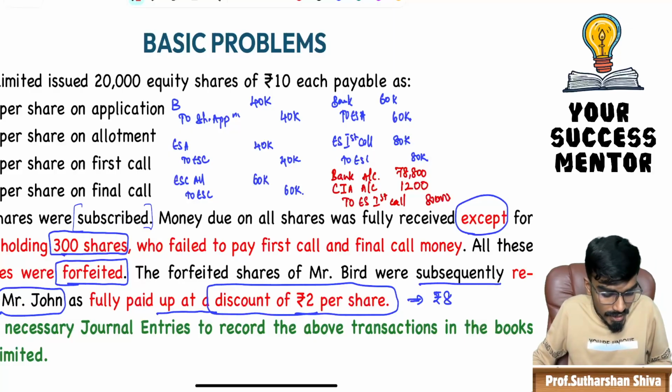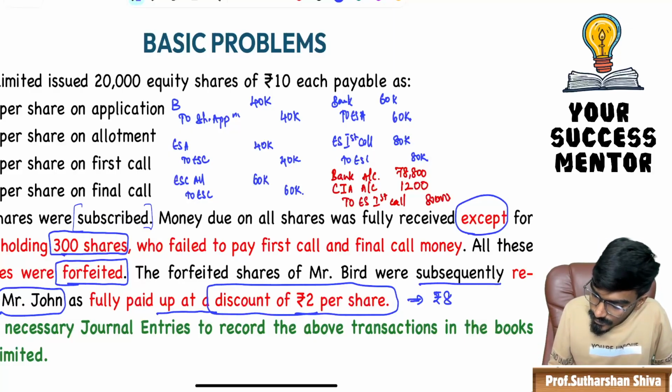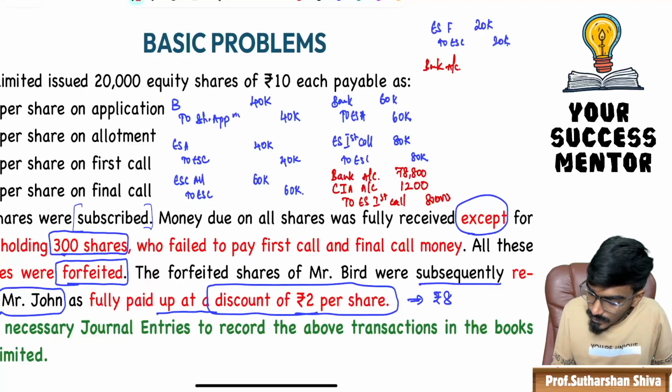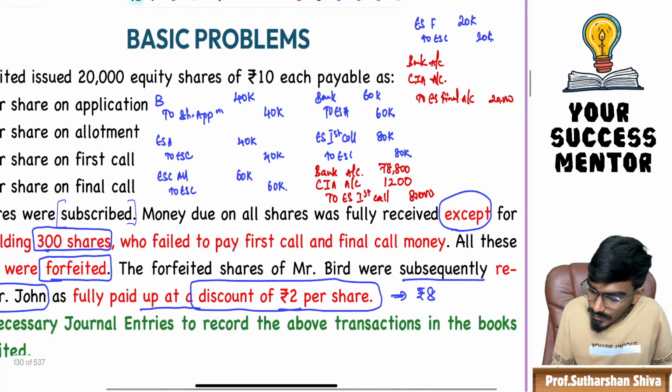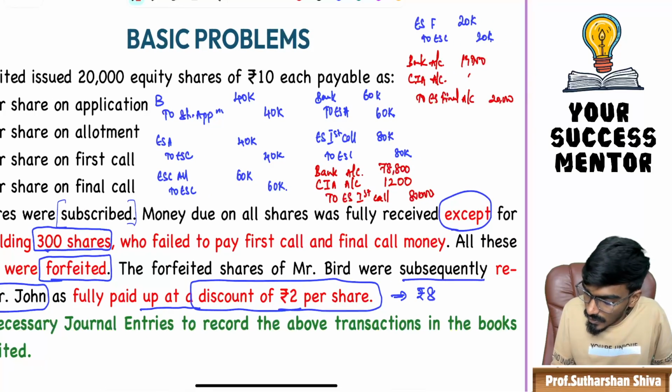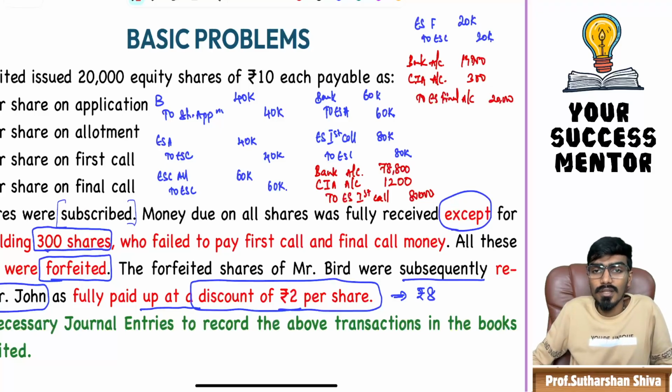Then, what is the next entry? Final call due entry. Equity share final call to equity share capital, 20,000. Then bank account debit, 19,700, and calls in arrear account debit, 300, to equity share final call account. Equity share final call account, 20,000, will be credited.